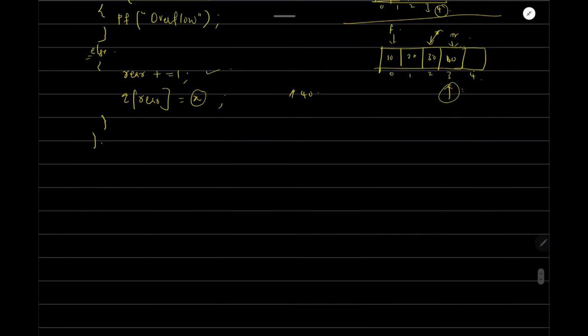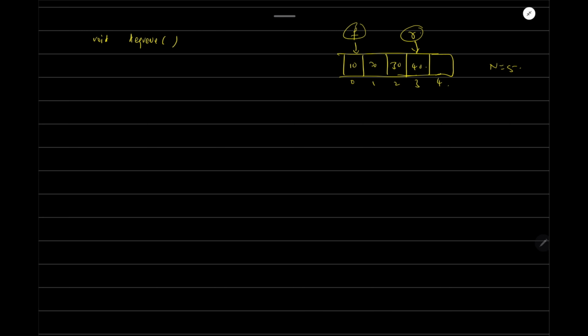Now we will talk about the dq, the void dq function. dq is something like popping out. Let's say this is 10, the front, then 20, 30, and after insertion we have 40. Currently this is the rear. Indexes 0, 1, 2, 3, 4, so n is 5. This is the front, this is the rear.